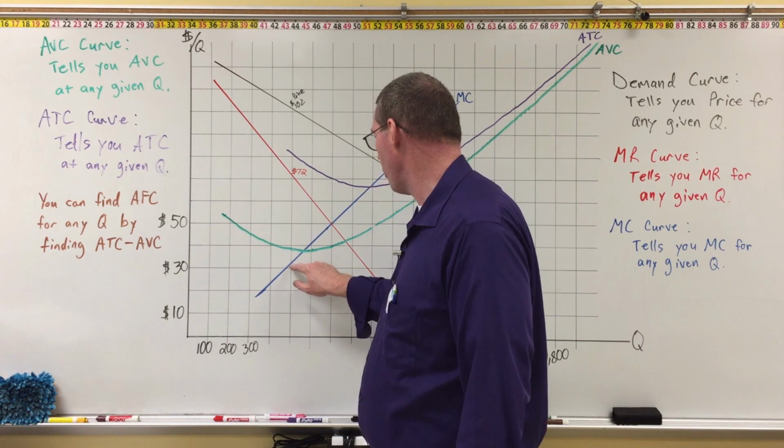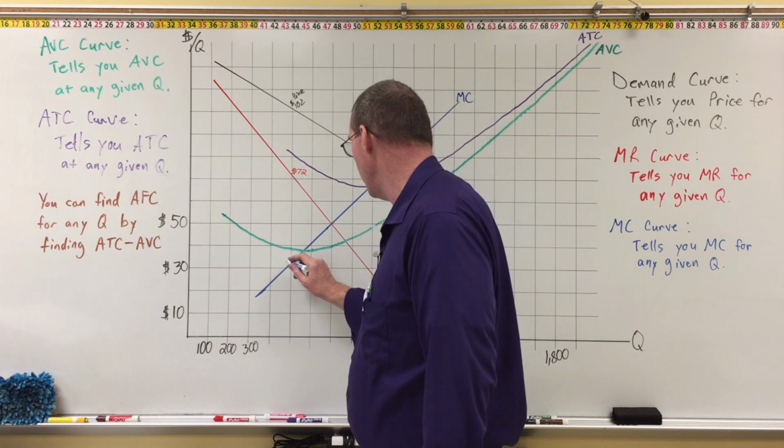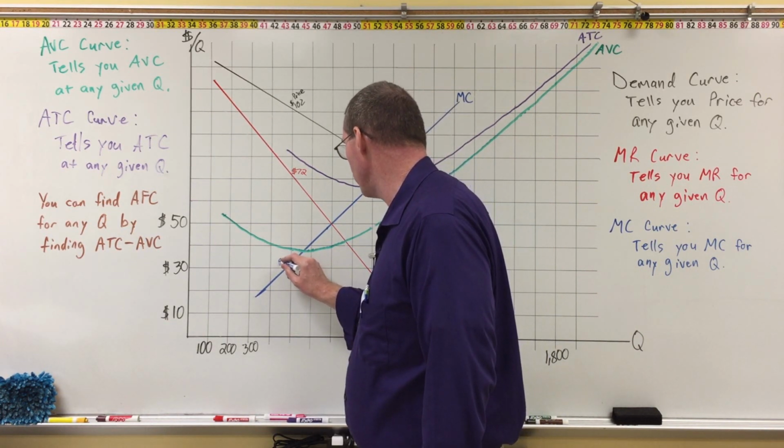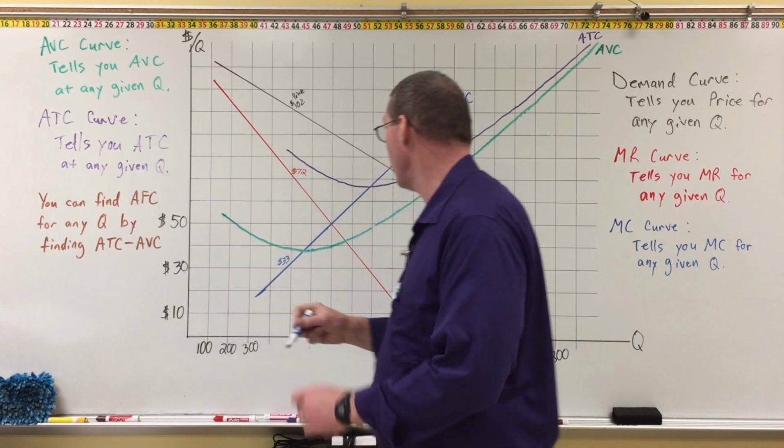And we're going to go 10, 20, 30. That's maybe about 33, let's say. So marginal revenue, or marginal cost, sorry, of $33.